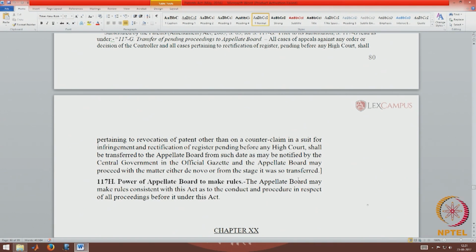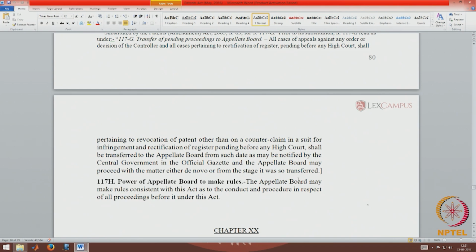So we understand that there is a provision for transferring all the existing matters pertaining to revocation under 64, but it does not pertain to revocation that is raised as a counterclaim. That will remain in the high court, because the high court will have to decide revocation and infringement in one go. So those matters will not come, but a plain petition for revocation, a petition for rectification, and all the appeals against the orders passed by the Patent Office shall now be transferred to the appellate board.